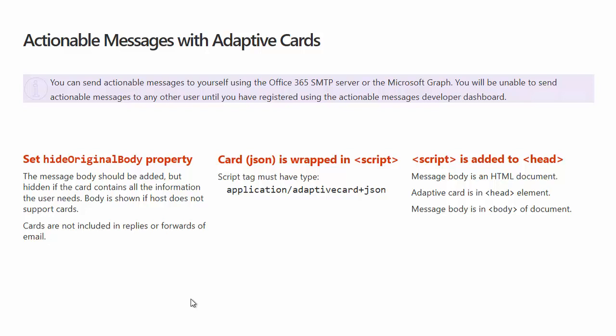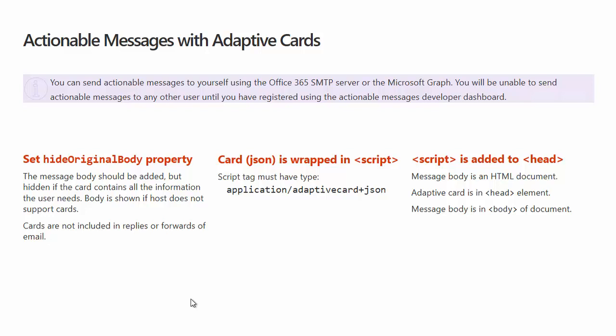Actionable messages can use adaptive cards in their processing. You'll notice at the top there is an information block that says you can certainly send actionable messages to yourself. However, you cannot send an actionable message to a different user until you've registered that. Registration is handled later in this module, but this is a security feature to make sure that I can't just go willy-nilly and send these cards and have people clicking on actions that may be malicious. Actions will only work if the sender of the card is the same as the recipient, or if the sender has registered with the Office 365 service.